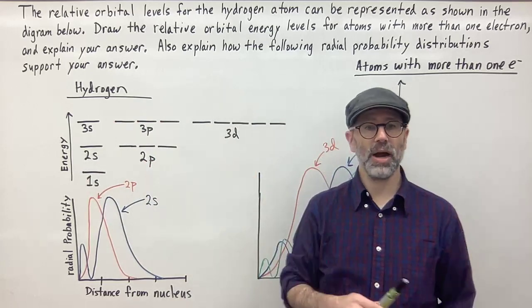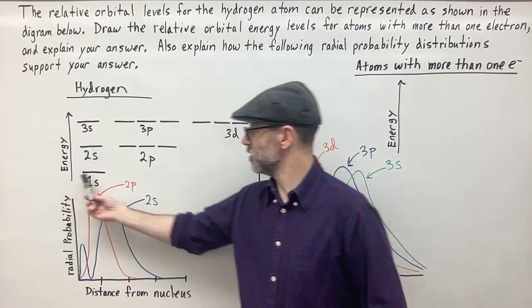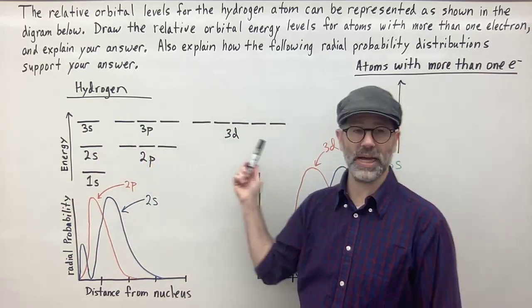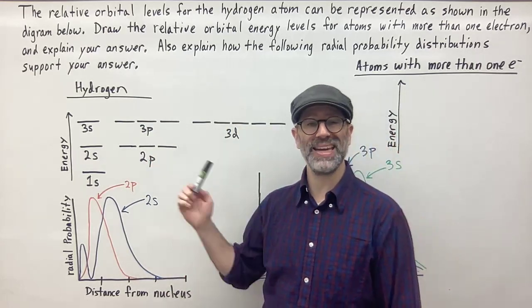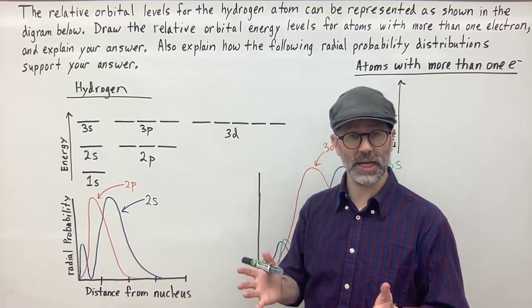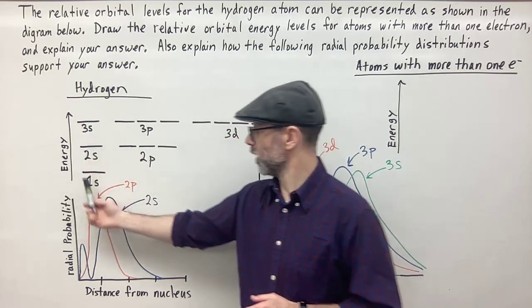So remember, hydrogen only has one electron, and so this is the energy levels. This is how they look in hydrogen when you only have one electron. And this would be true for any atom that only has one electron in it. The energy levels are going to be organized in this way.